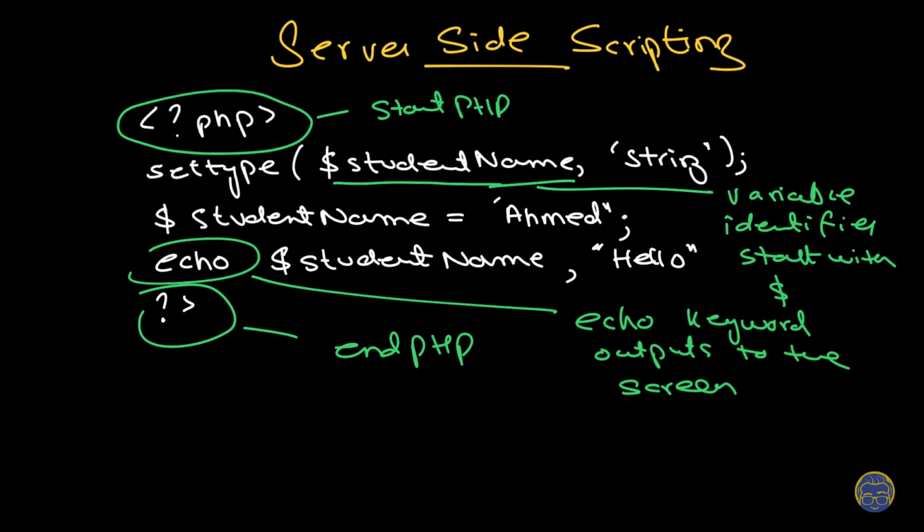So when we go about this code, this is the starting tag for PHP and this is the ending tag for PHP. This is a variable that will be assigned a string value. The $ sign is used for each and every variable that you use within PHP, so every $ sign will have an identifier after it. Then we have the echo keyword, which outputs the given string or statement after this keyword on the screen. So this will print the name of the student, which is Ahmed, which we assigned before, and the string hello.